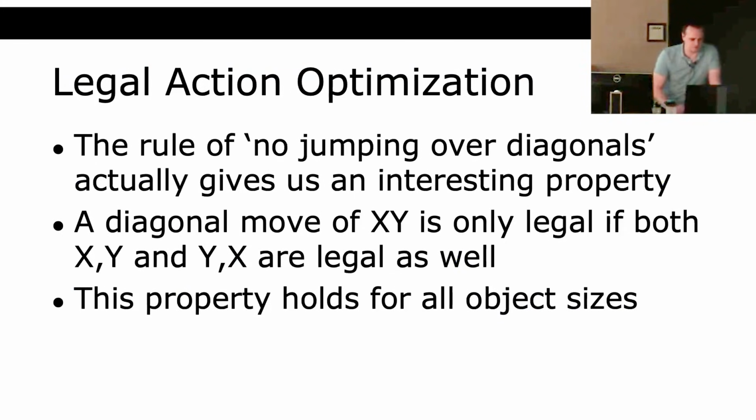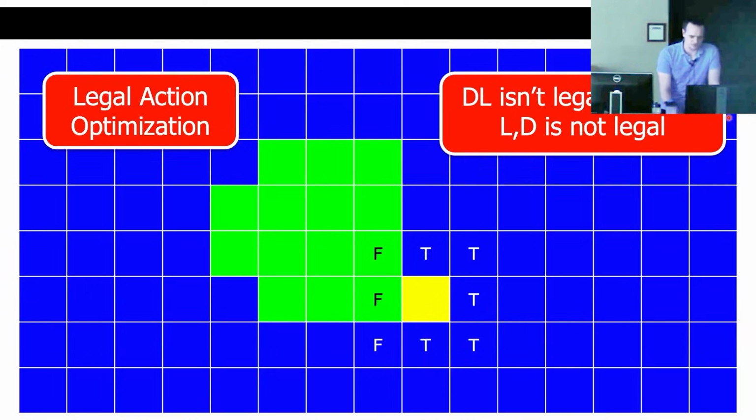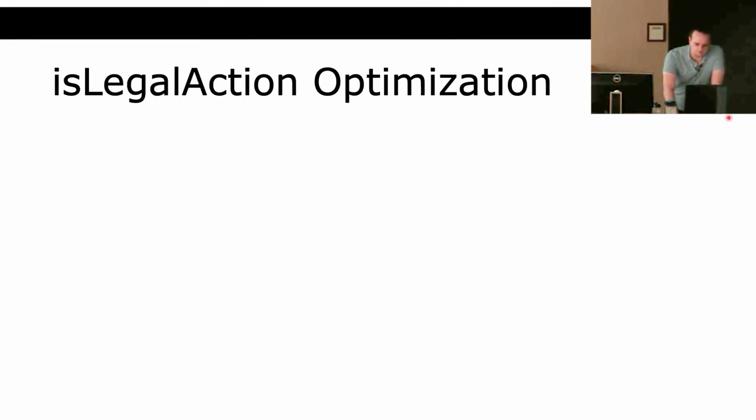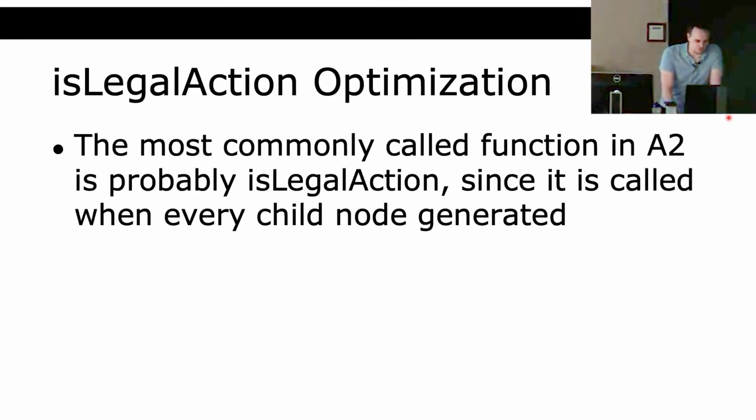Legal action optimization. The rule of no jumping over diagonal actually gives us an interesting property. A diagonal move of xy is only legal if both xy and yx are also legal. This property holds for all object sizes. So that's an optimization you can use if you want.